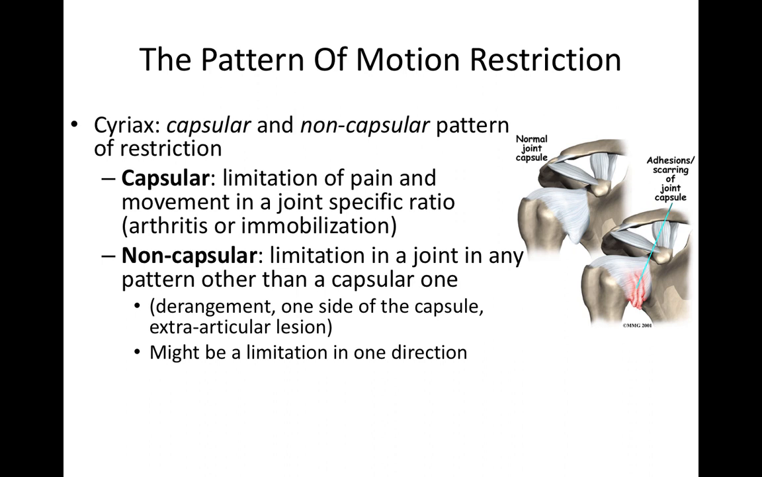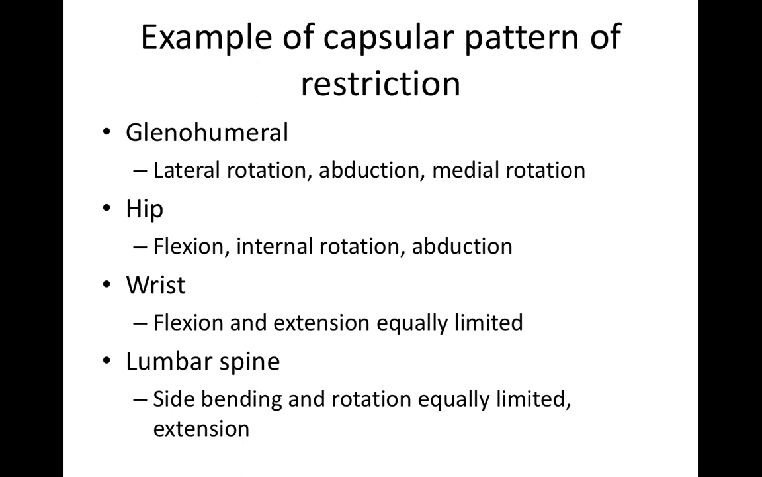So the derangement or the impairment may just be on one side of the capsule in one particular direction, versus a capsular pattern, which may show that there's limitations in multiple directions within that joint. Examples of capsular patterns of restriction include the glenohumeral joint. In this particular example, lateral rotation is more limited than abduction, which is more limited than medial rotation. At the hip, flexion is more limited than medial rotation or internal rotation, which is more limited than abduction, and so on.